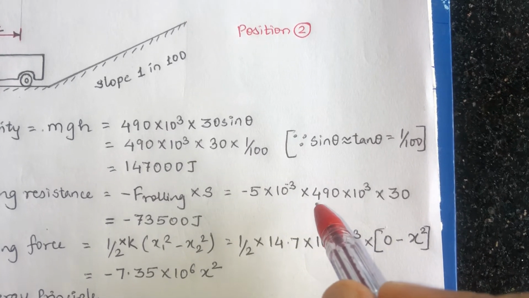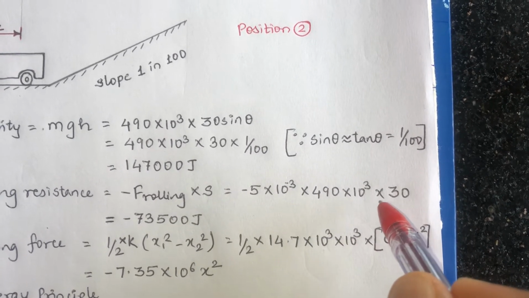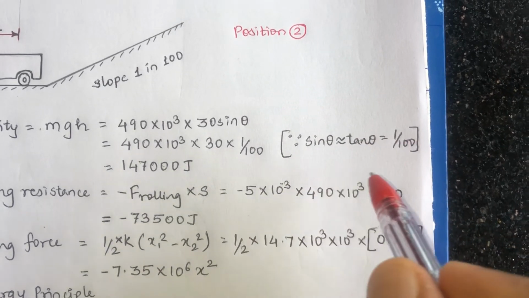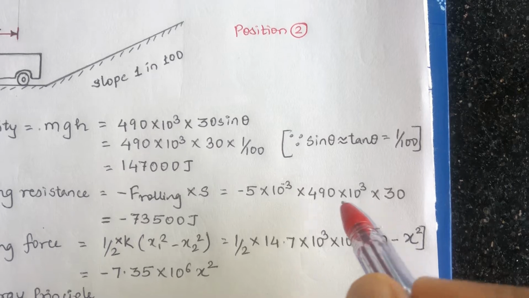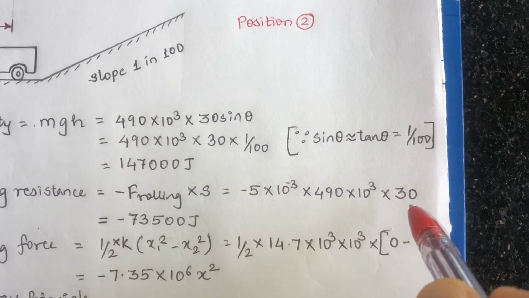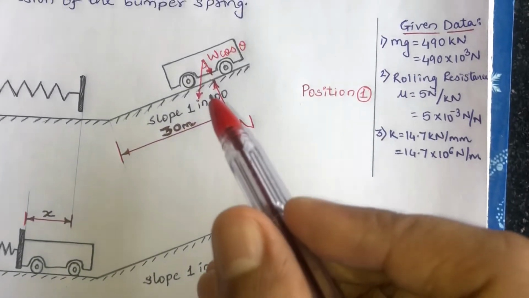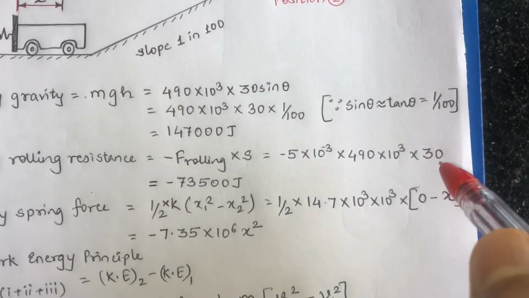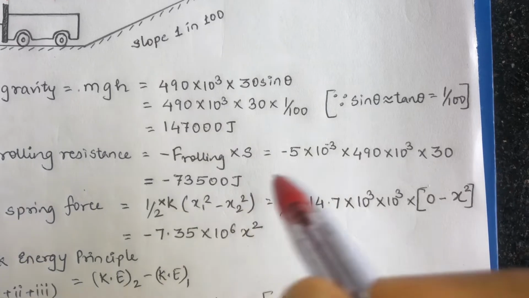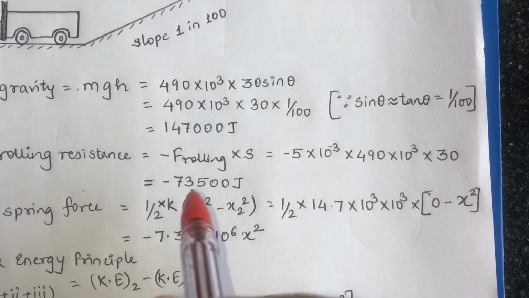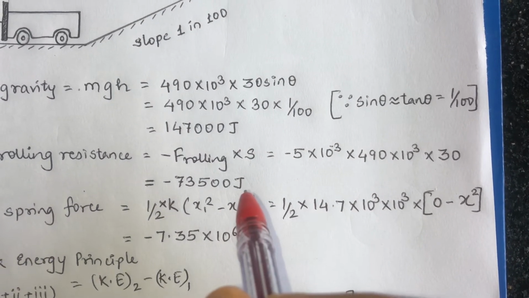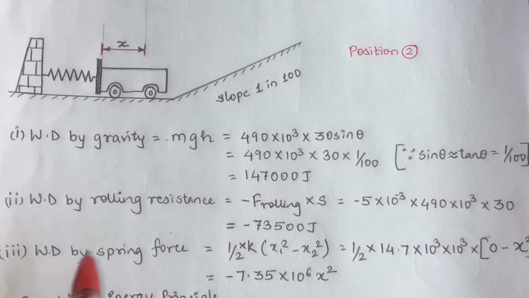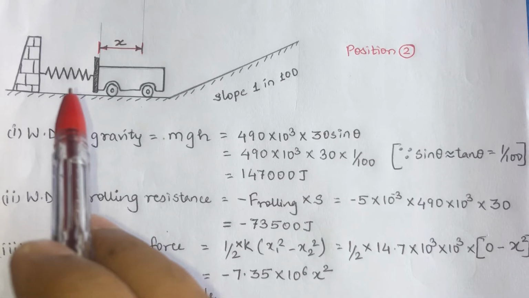Otherwise, if it is written as 490 into 10 to the power 3 cos theta, the cos theta is basically 1. If we calculate it, you will be getting the value 1. So 490 into 10 to the power 3 into s. The s distance is this distance, which is your 30 meter. When you solve this, you'll be getting minus 73500 joule.